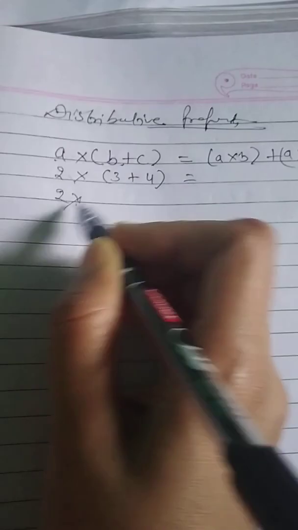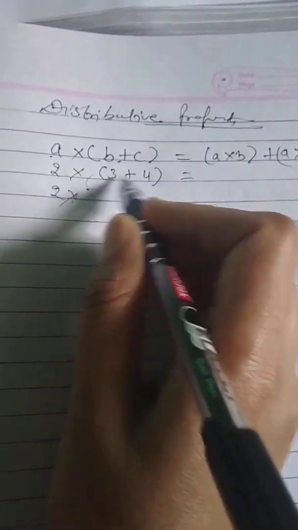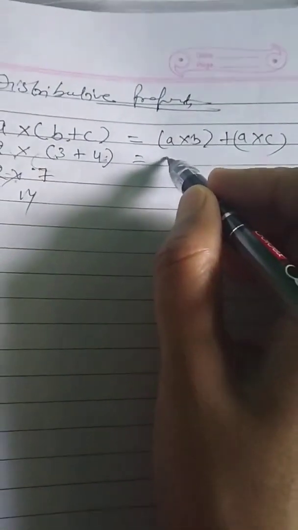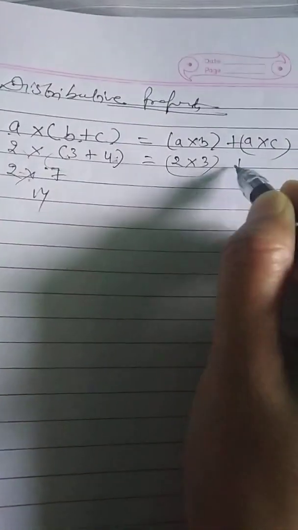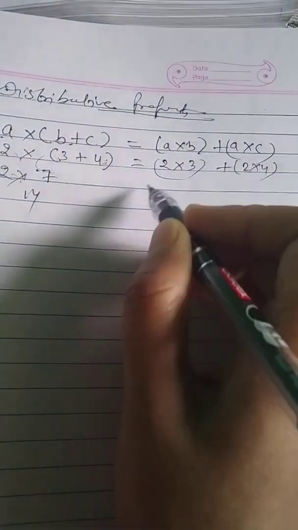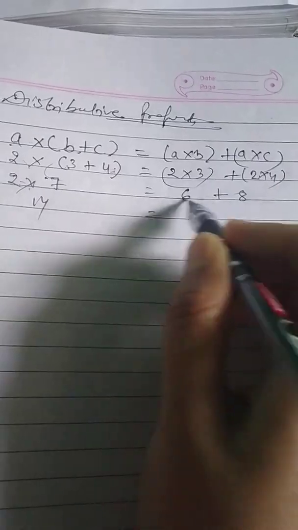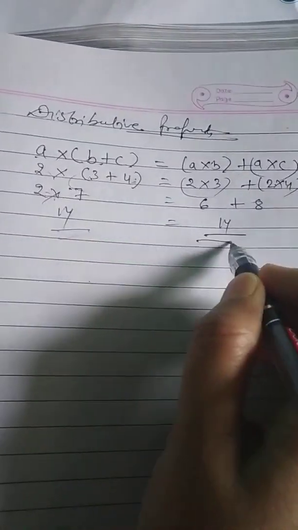Okay, so we know we do the bracket work first. 7 plus 4 plus 3, 7. 7 twos are 14. Let's see if this side is 14 or not. 2 into 3 plus 2 into 4. So 2 threes are 6 plus 2 fours are 8. 8 plus 6 is 14. Both sides are equal.